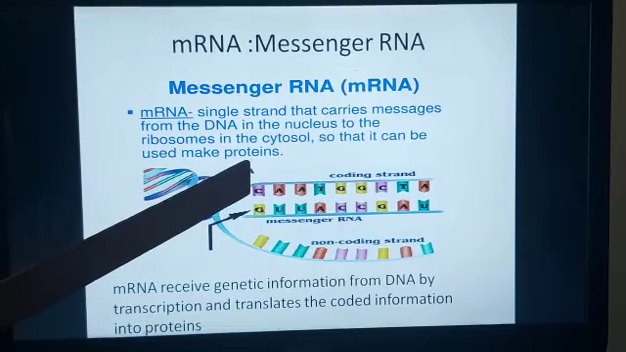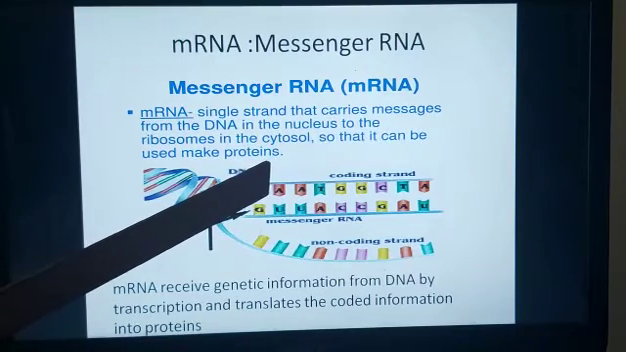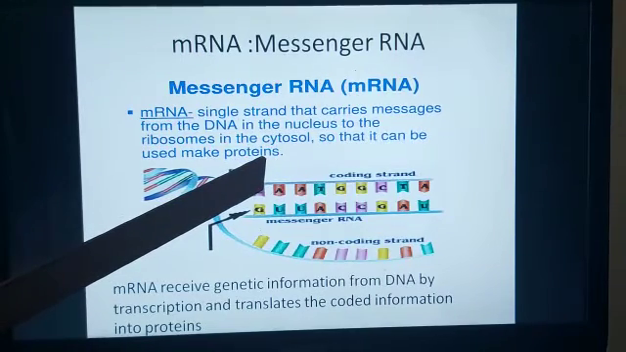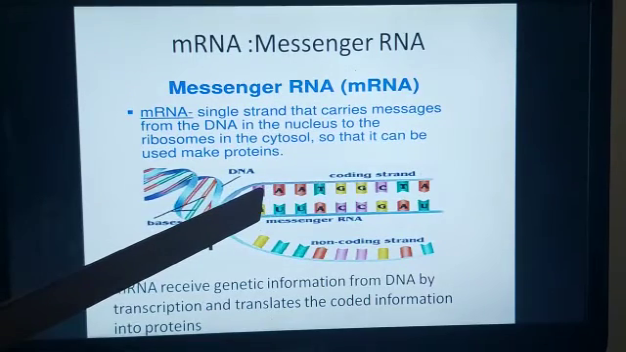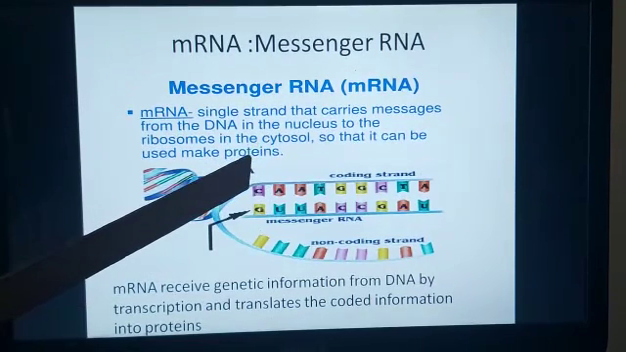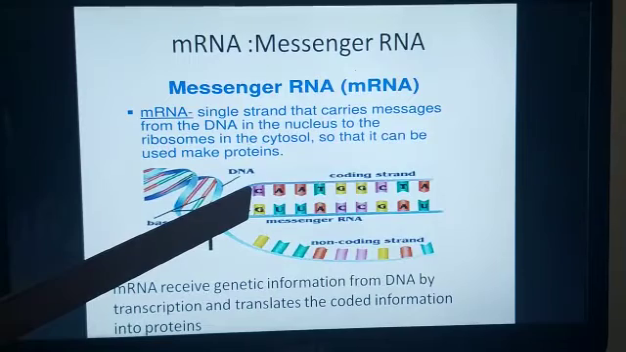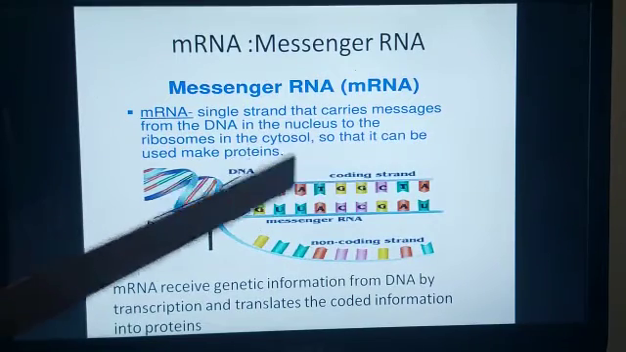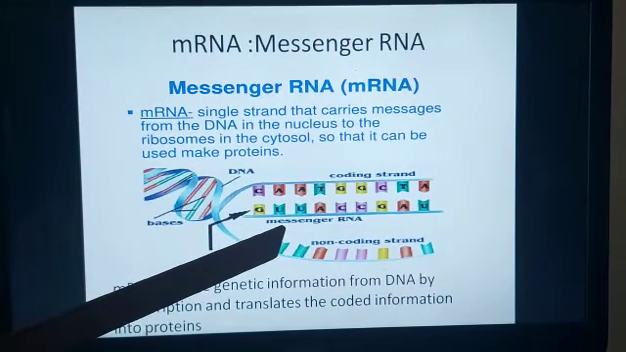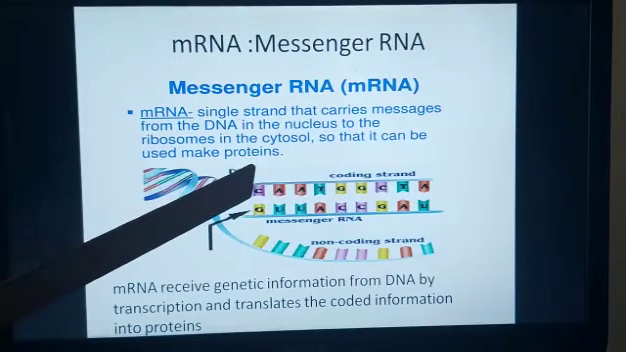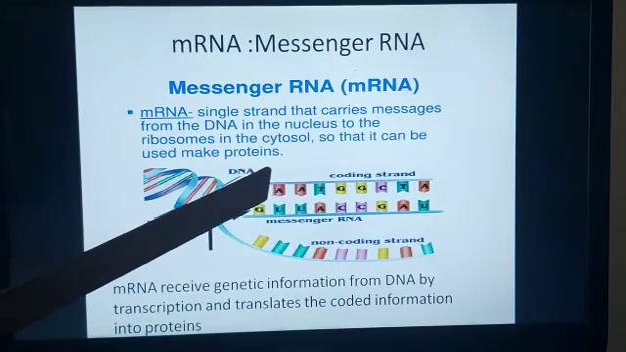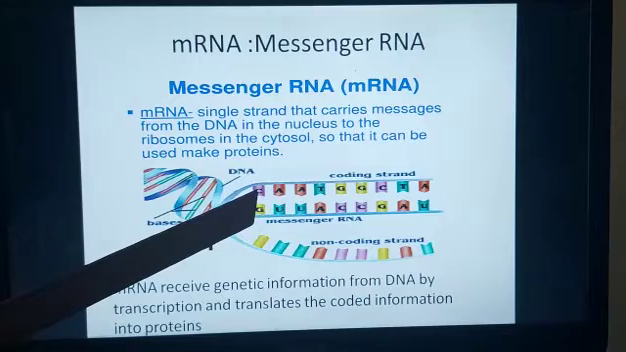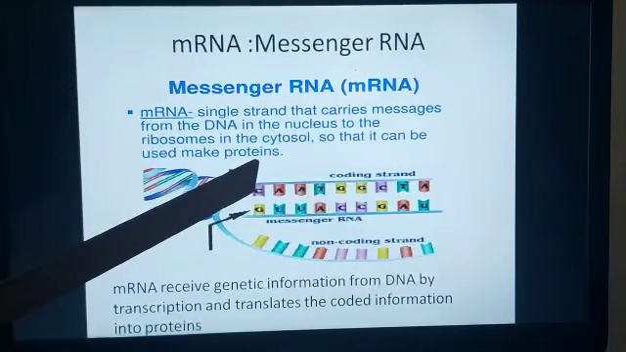You can see that there is complementary base pairing between this strand of the DNA and this mRNA. The strand of the DNA on which the mRNA is synthesized is known as the coding strand, and this other strand is known as the non-coding strand. So this particular RNA, which has the same sequence as the coding strand of the DNA, is called mRNA.